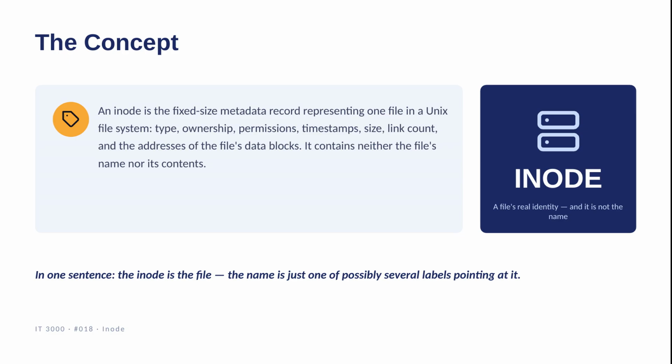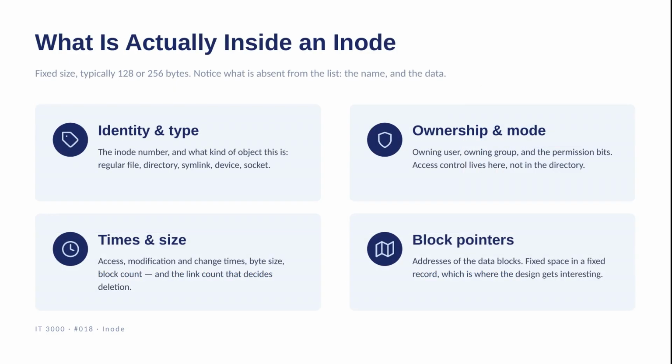But notice what's missing from that list: the file's name and the file's contents. Neither is in the inode. The inode is the file itself. The name is just a label hanging off it. Let's open that record up.